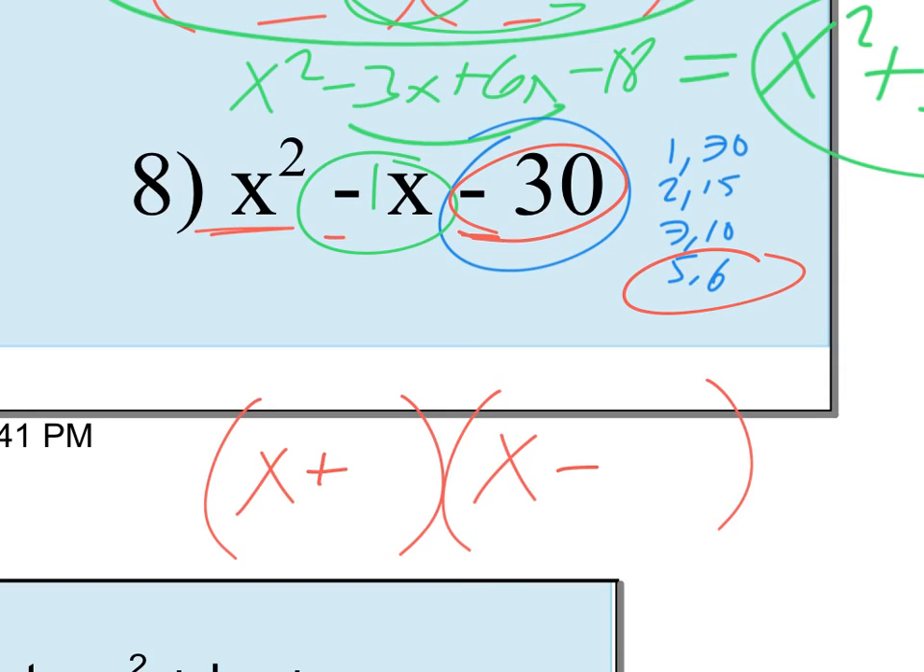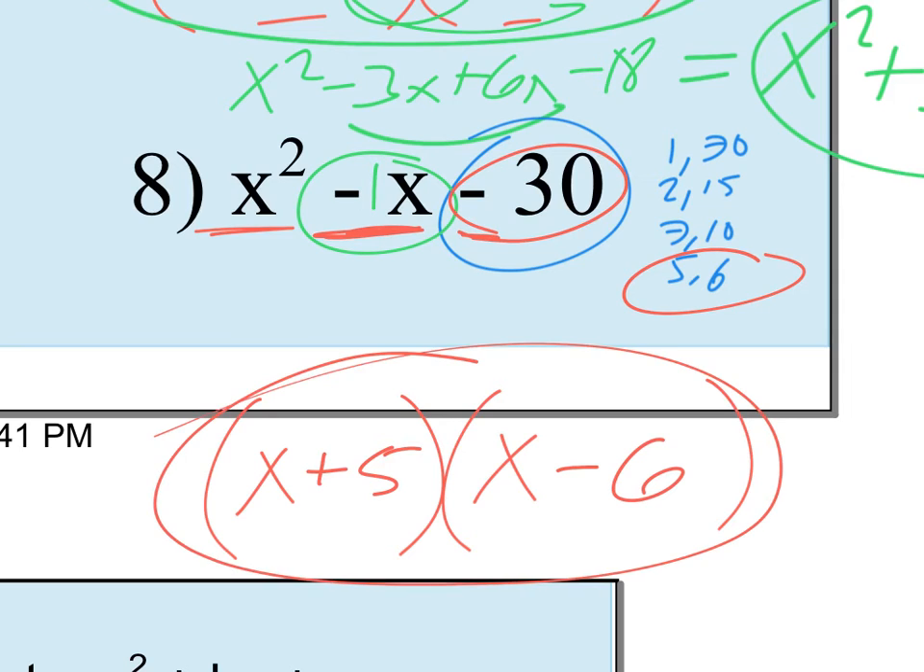And to arrange them so that I get negative 1, I need 5 to have the plus sign in front of it and 6 to have the minus sign in front of it. X plus 5, x minus 6.